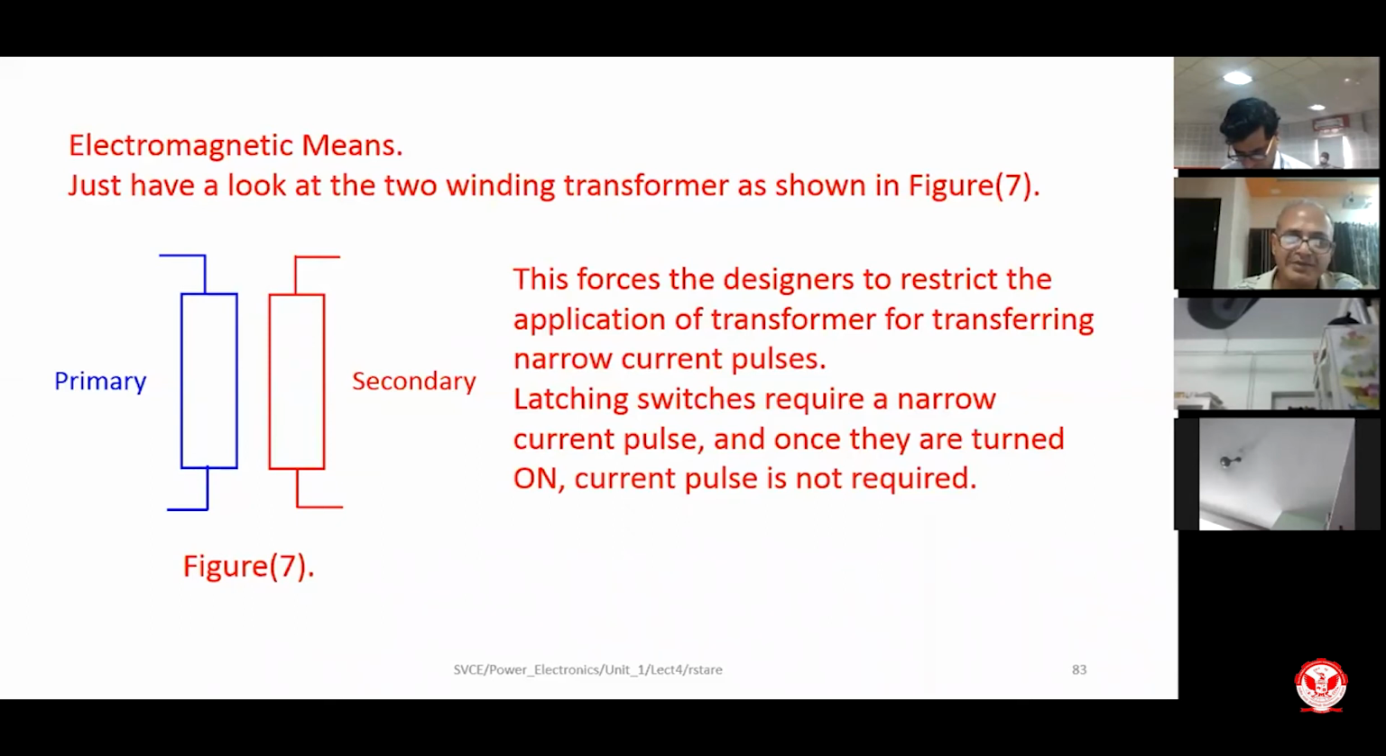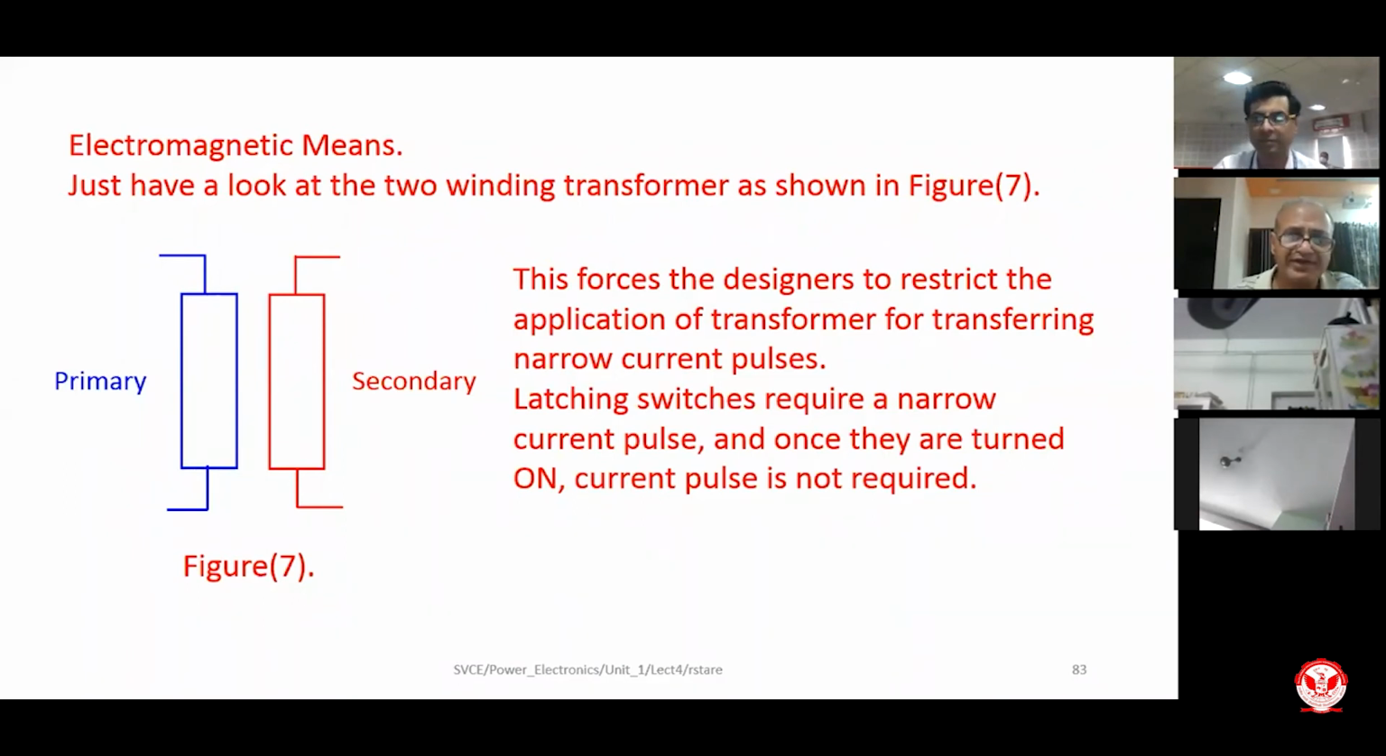As I said, if the width of the pulse is small, the associated frequency is large. Time period is small, frequency is large, flux requirement will be low, and for small duration pulses, narrow pulses, I can use the pulse transformer or transformer as an isolating device.